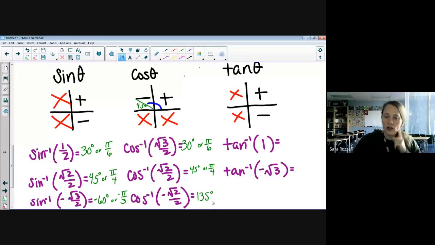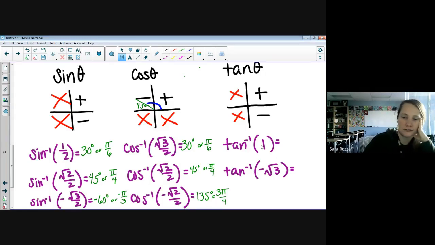135 degrees, if you switch that into radians, 135 is how many pi over 4s? It is 3 pi over 4s. Pi over 4 is 45 degrees. There's 1, there's 2, there's 3. You can also switch it to radians like you know how to with your conversion factor as well. If you do your answer in degrees and the answer they have as an option is in radians, just make sure you switch it. Okay.